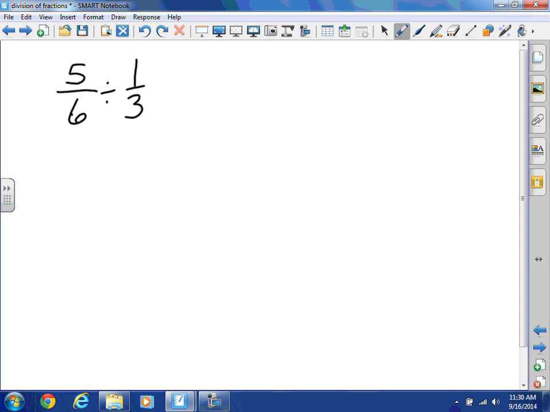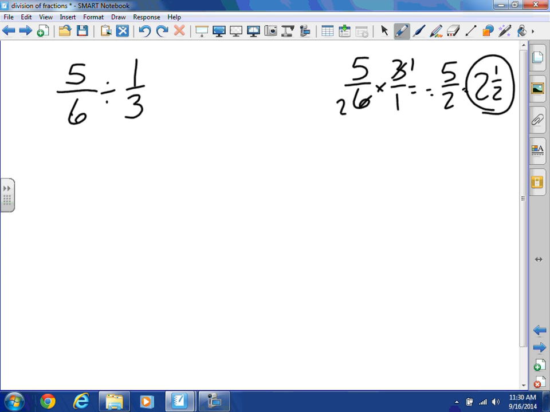Five sixths divided by 1/3. Okay. The algorithm on this. That's what your answer should be. Huh? Oh, okay. We're trying to do this. We do this problem. Your answer should equal 2.5. Oh, we're supposed to do it by ourselves?